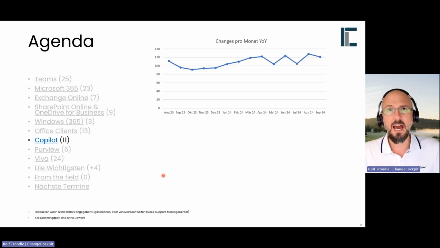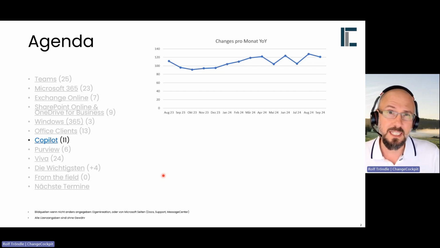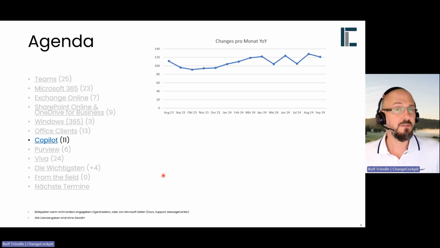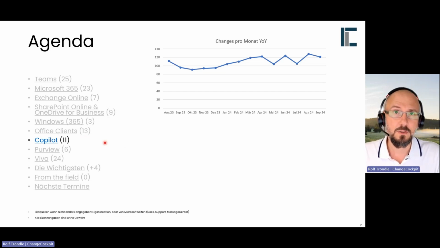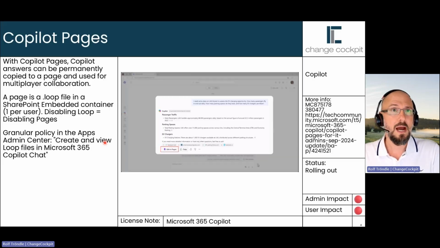First of all, in the Message Center cockpit, we have 121 changes to announce this month. This means 121 changes are rolling out this and the following month, so in September and October in Microsoft 365. 11 of these changes are regarding Copilot. So let's start with Copilot, Microsoft 365 Copilot.